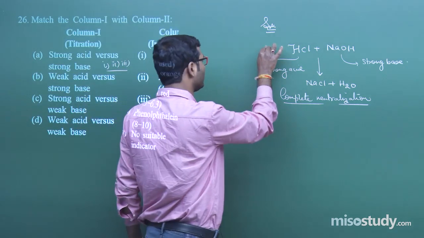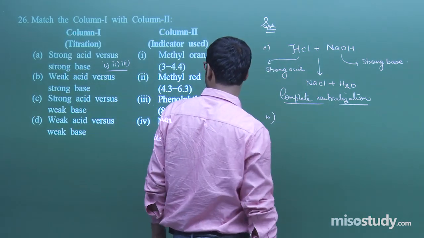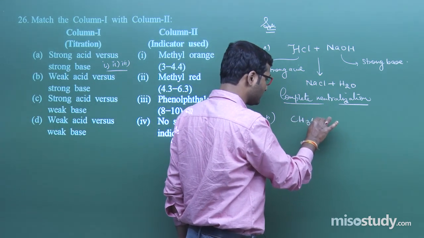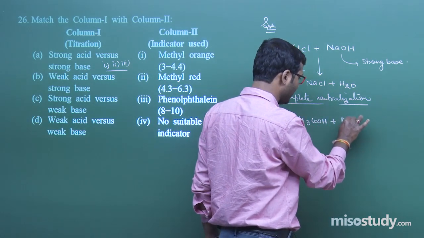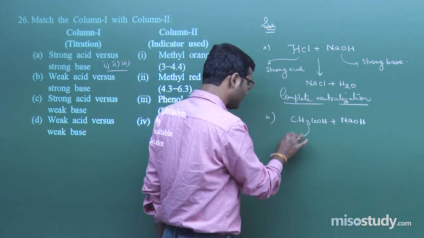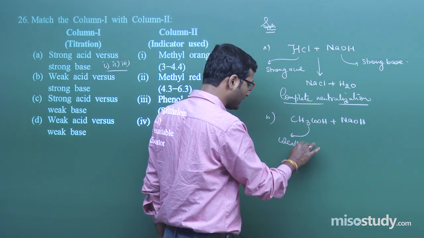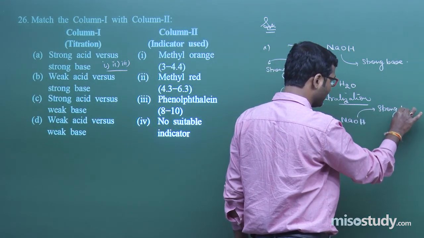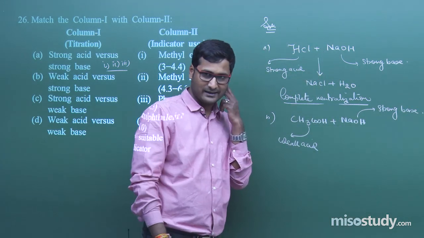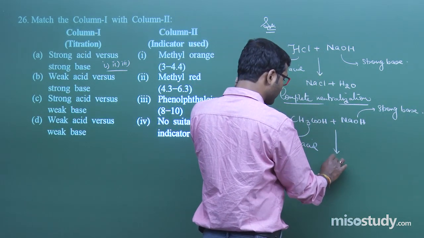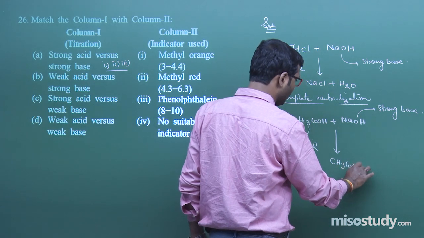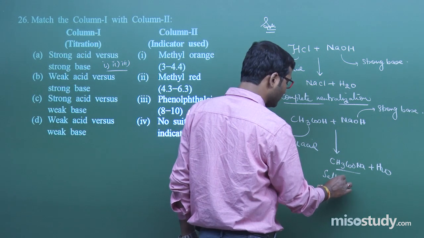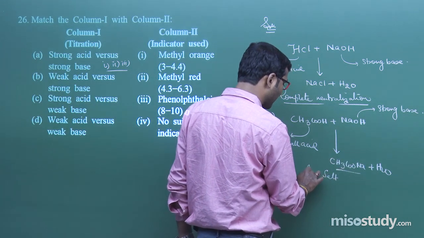Now the second one is weak acid versus strong base. Suppose I write here CH3COOH plus NaOH. We know this is the weak acid and this one, my friend, is the strong base. Now what will happen when weak acid and strong base combine? They form CH3COONa plus H2O. This is a salt of weak acid and strong base, that is a basic salt.